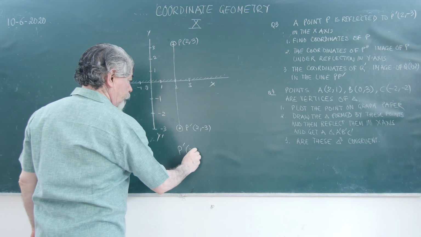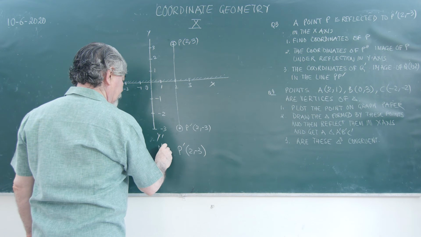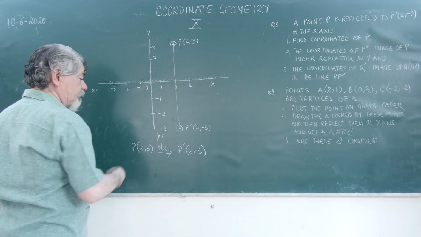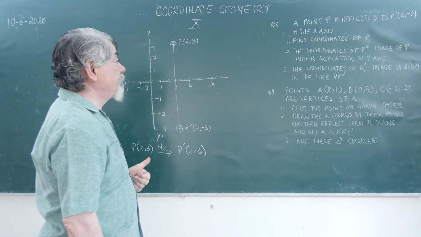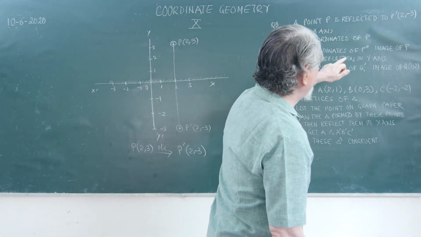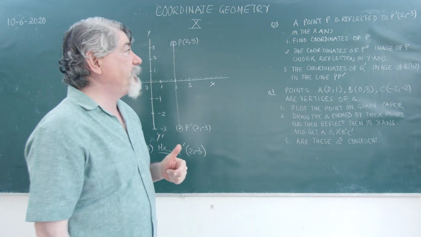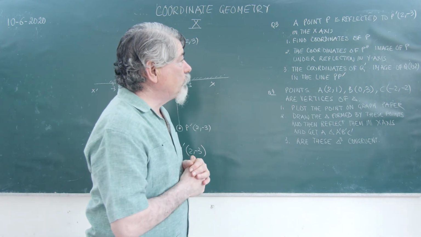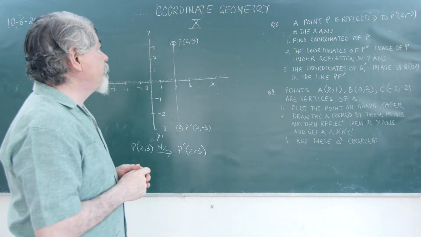P dash is 2, minus 3. When I reflect it in the x-axis, P should have been 2, 3 because the sign of the y coordinate changes. So the coordinates of P are 2, 3. Now he says we have to find the coordinates of P double dash, the image of P under reflection in the y-axis.